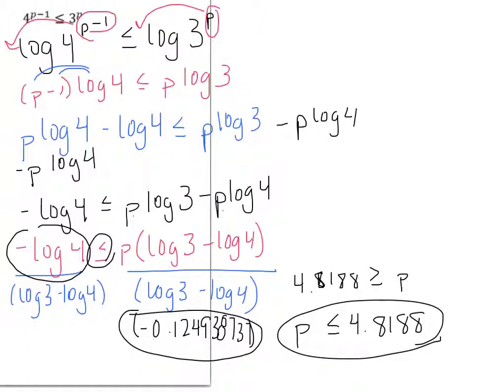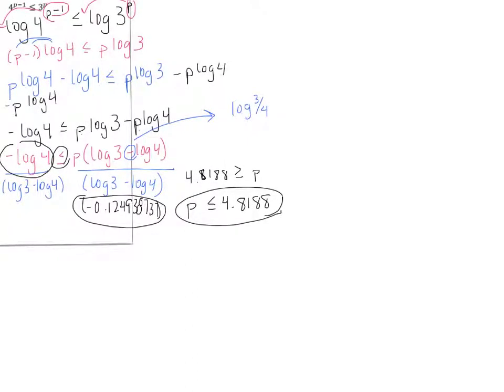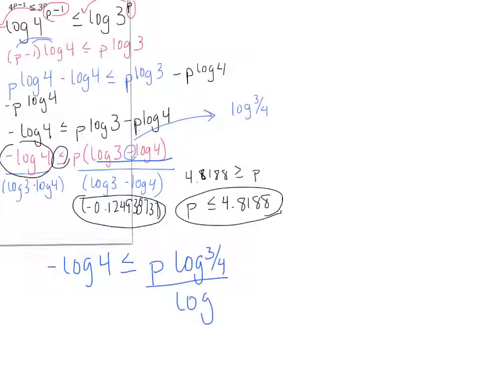A few other things I want to note on this extra example. You could use logarithms here, our properties of logs, to rewrite this as log of 3/4. Because we know when we subtract two logs, it's the same as dividing inside. So certainly, for that final step, if you rewrote that as p times log of 3/4, instead of log of 3 minus log of 4, you could certainly just divide both sides by log of 3/4. That also is going to work. Doing that, you're still going to get the same exact value of 4.8188.